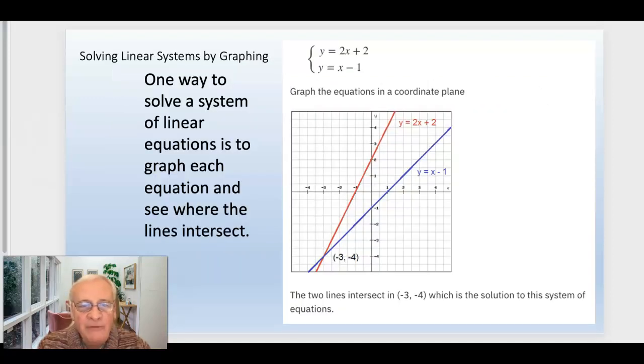All right, one way to solve a system of linear equations is to graph it, and that's what we're looking at here today. Tomorrow we'll look at substitution, and the next day we'll start with elimination. Those are other techniques. But graphing is, frankly, maybe the best way of all, because it gives you a visual. Of course, sometimes it doesn't tell you exactly, but it gives you a visual of where the lines intersect, and that is the solution.